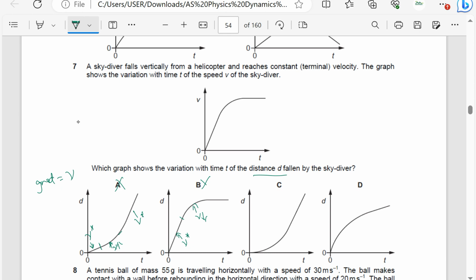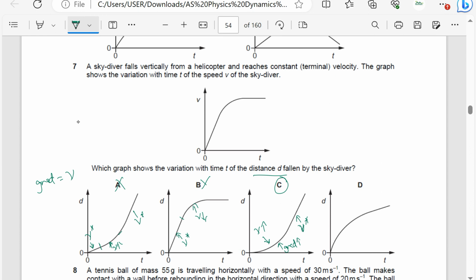For this one, initially the curve is having an increasing gradient, so this is showing that V is increasing. Then here it is a straight line, which means V is constant. And I think the answer is going to be C. V is increasing because the gradient increases here. So V is increasing. Then here it is a straight line, the gradient is constant, so V remains constant. So the answer is C.